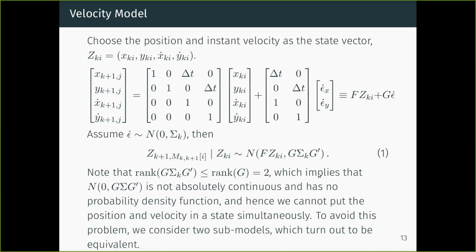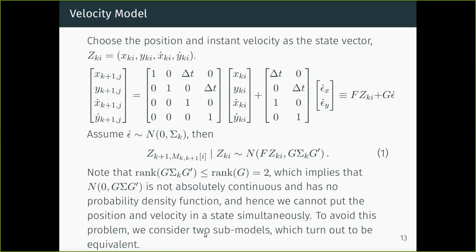In addition to putting the position into the state vector, we can also put the velocity. And by the relationship between velocity and the displacement, we can get this formula. If we assume this residual follows such a Gaussian distribution, we can get the results. But note that this is not positive definite, so we cannot directly use this result.